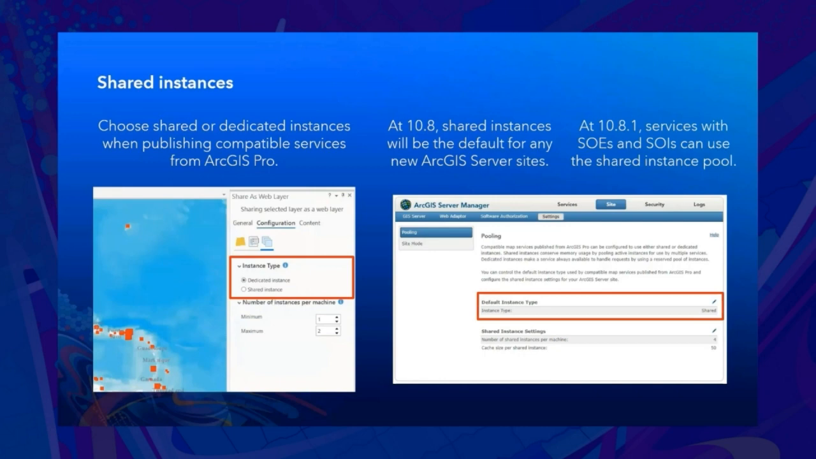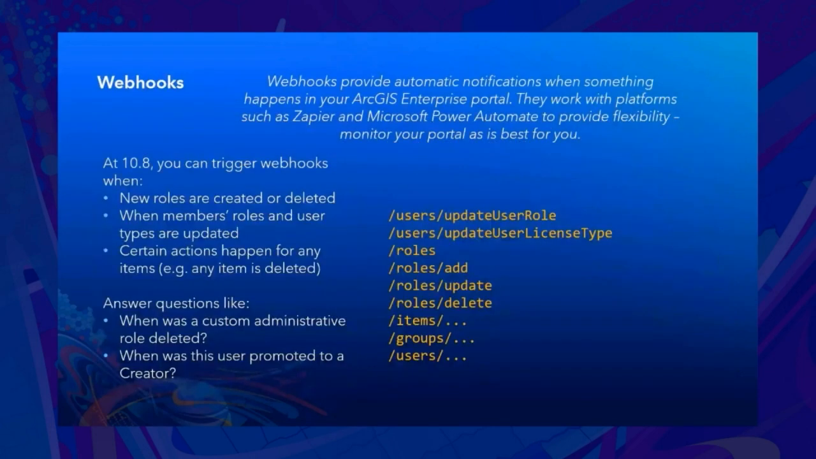What's new in these latest releases is the ability to choose shared instances or dedicated instances when publishing compatible services from ArcGIS Pro. At 10.8, shared instances will be the default for any new ArcGIS Server sites. And at 10.8.1, services with server object extensions and server object interceptors, or SOEs and SOIs, can use the shared instance pool.